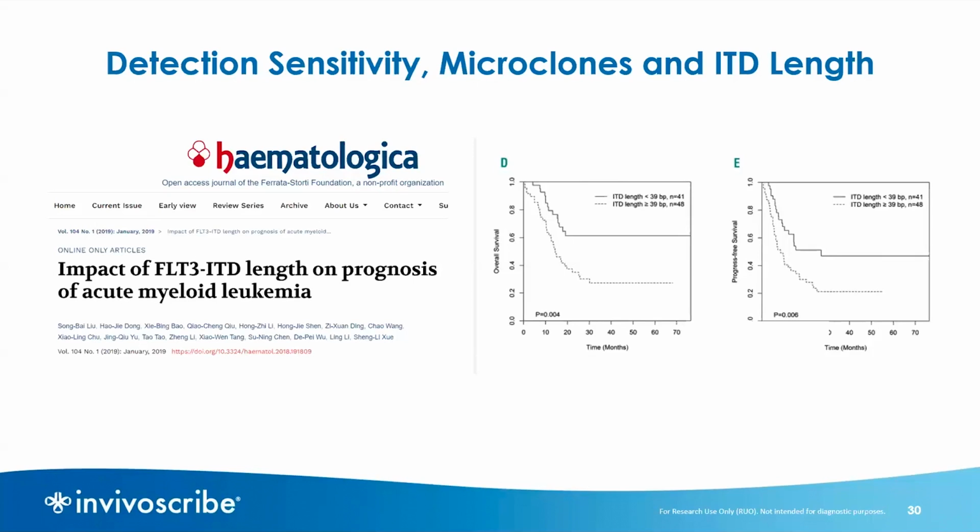And so Dr. Sanchez gave a great presentation showing the clinical significance and prognostic value of having a very high sensitivity assay, being able to track all microclones in a sample and knowing the ITD lengths. And so this paper was already shown, but this from Liu et al. They were able to stratify patients based on the ITD lengths, that the mean of 39 base pairs, as Dr. Sanchez mentioned.